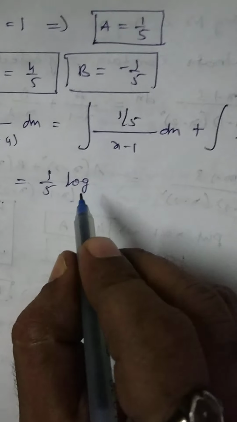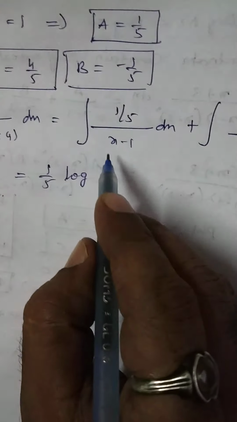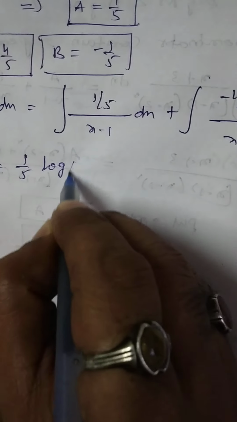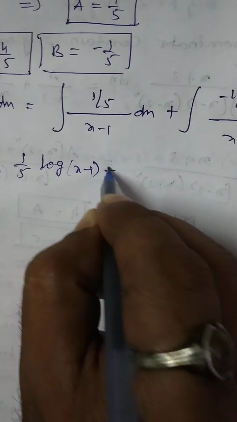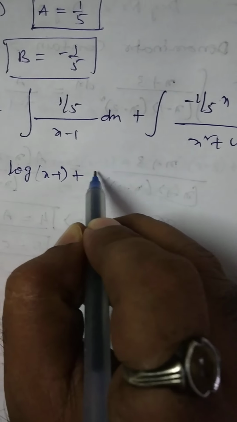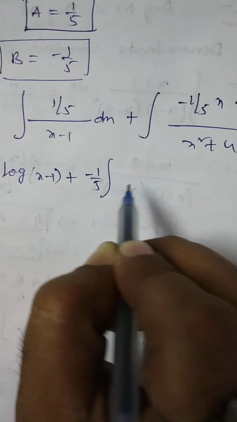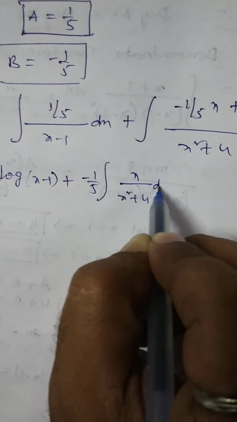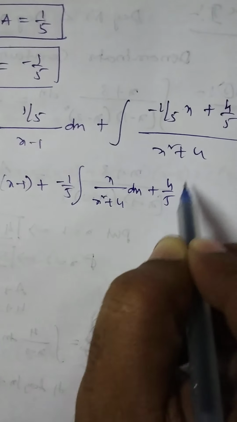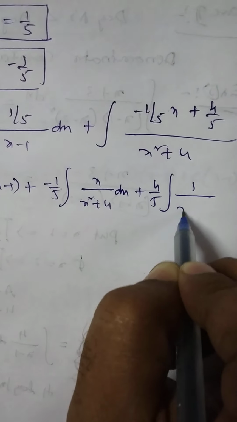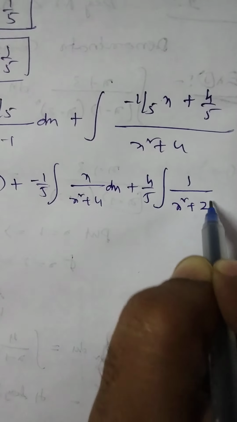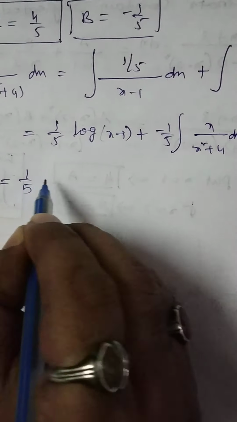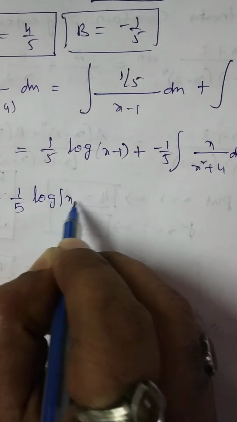So after this, 1 by 5 of the integration of 1 by x minus 1 dx is log x minus 1, plus, splitting this, minus 1 by 5 into the integration of x by x square plus 4 dx, plus 4 by 5 into the integration of 1 by x square plus 2 square dx, I am writing. So this is equal to 1/5 of logarithm of x minus 1.